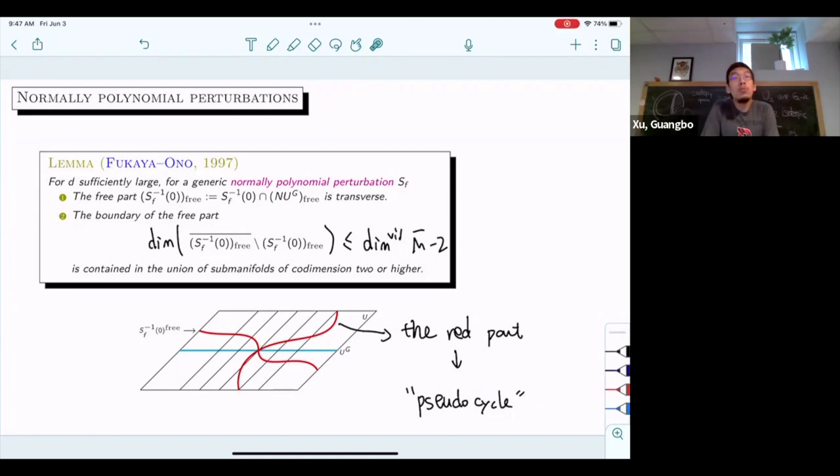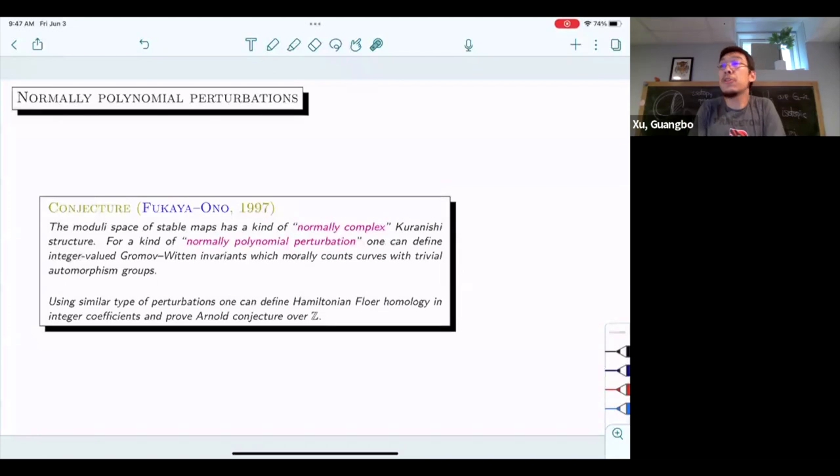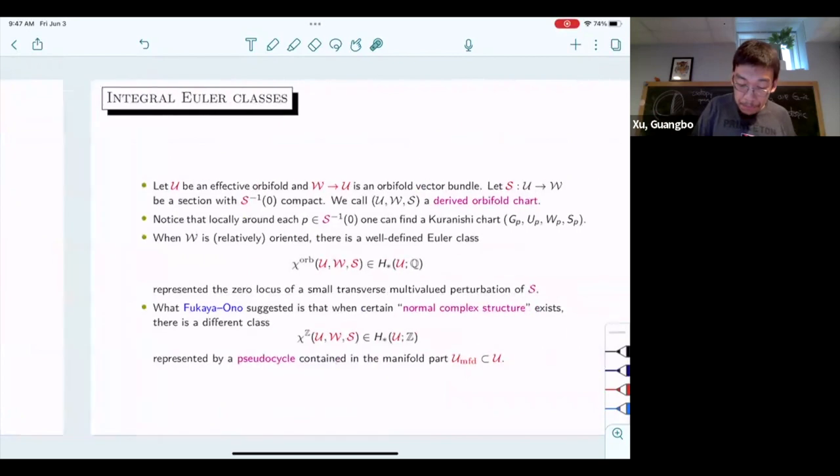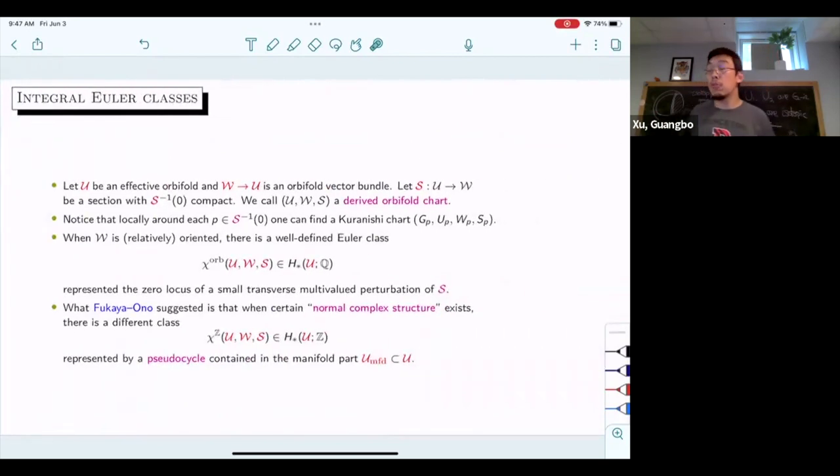So then the issue will be to develop an abstract topological story which can actually globalize what Fukaya and Ono proved. A natural framework is just to use orbifolds rather than a manifold divided by a finite group. So let's just set up this topological problem. Let's consider an effective orbifold. Let's call it U. And let's choose an orbifold vector bundle.